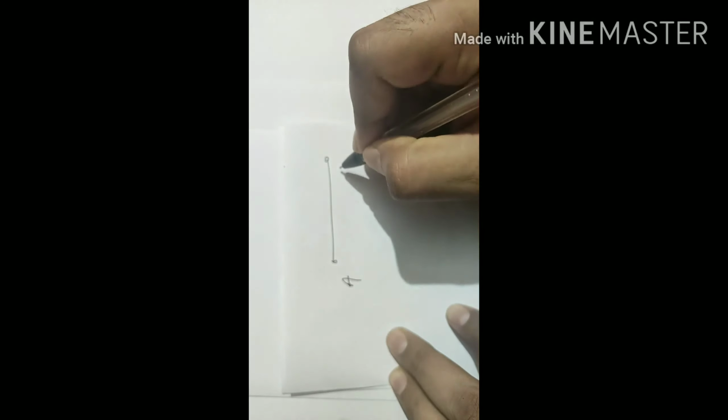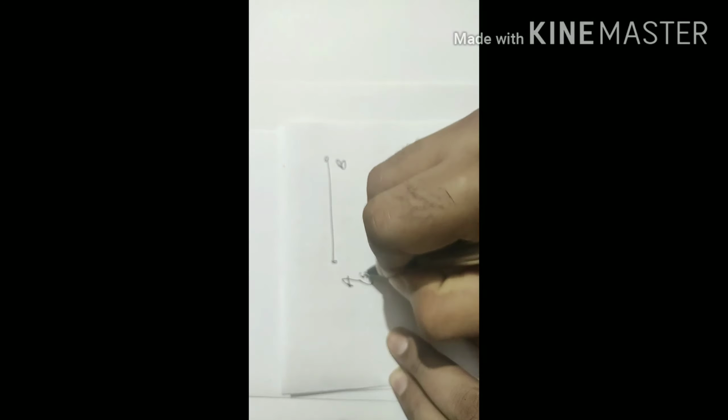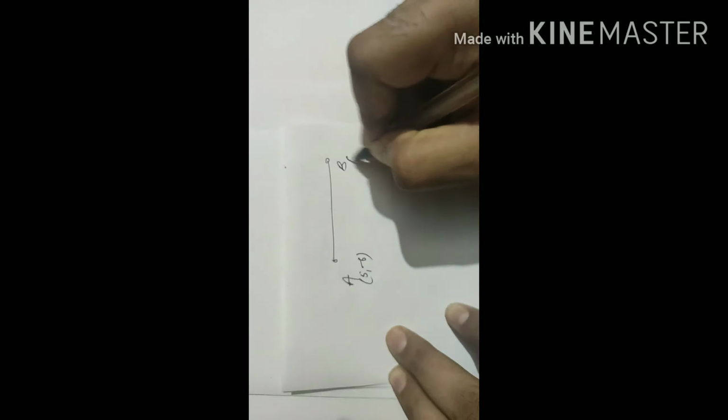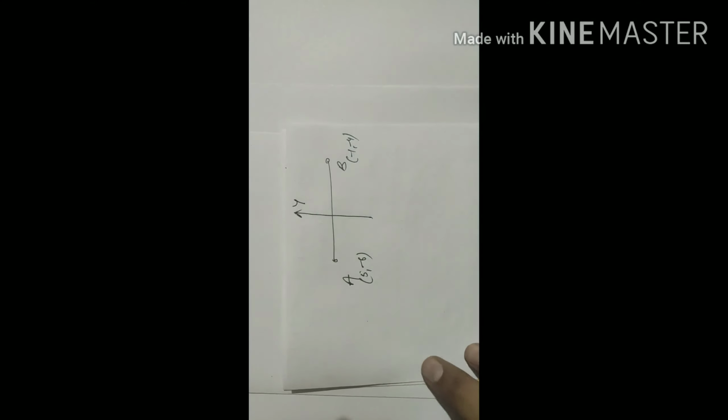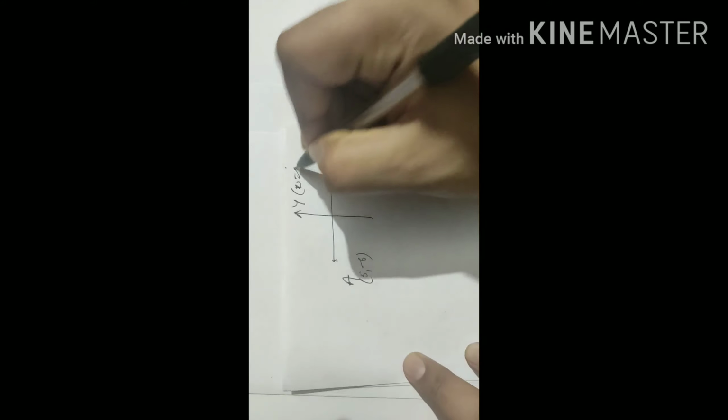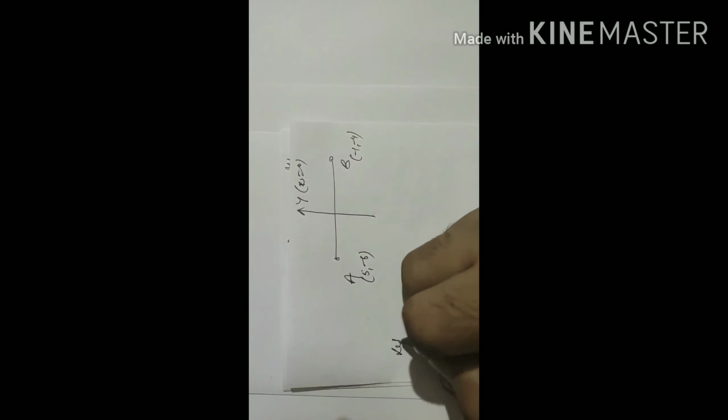It is of the type: find the ratio in which a line segment AB, given by (5, -6) and (-1, -4), is divided by an axis. Here the question is divided by the y-axis. As you know, on the y-axis the value of the x coordinate is 0. Firstly, we take the ratio as k ratio 1. This is the point of intersection, say C.